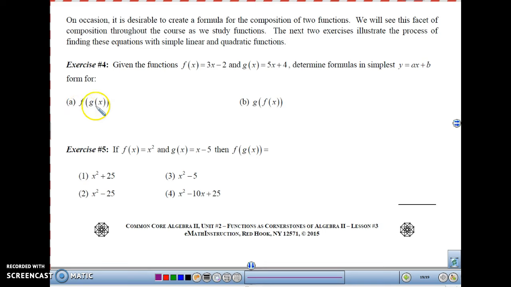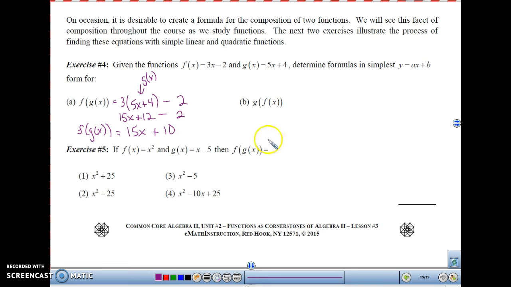So this one says f of g of x. I'm going to take the g of x function, and I'm going to plug it into f of x. So that means that's going to be the f function. Instead of writing x, I write 5x plus 4, minus 2. Okay, because this is g of x right here, plugged into f. All right, when I simplify this, I get 15x plus 12 minus 2. Combine your terms. So f of g of x is equal to 15x plus 10. So there's the composition of those two functions.